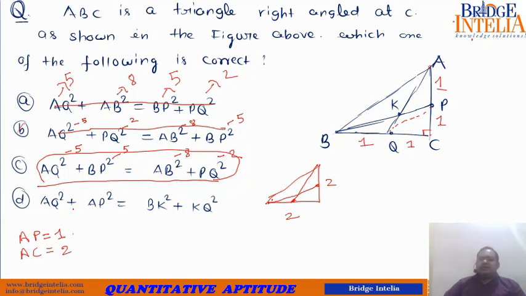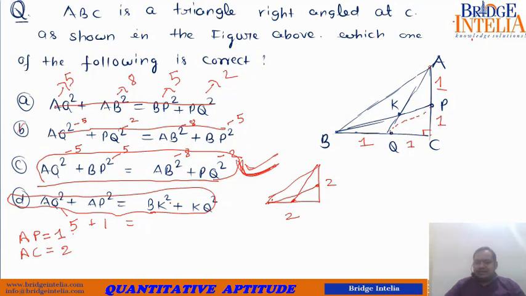So AQ square, that means 5, plus AP square. What is the value of AP square? AP square is 1, because AP is 1. So 5 plus 1, is this equal to BK square? We have no idea what this BK square is, plus KQ square. So this is not the right answer for sure. As you can see, option C has already given us the correct answer. So now let's move forward.